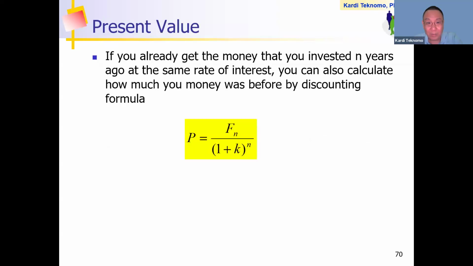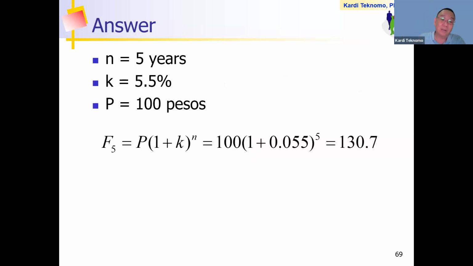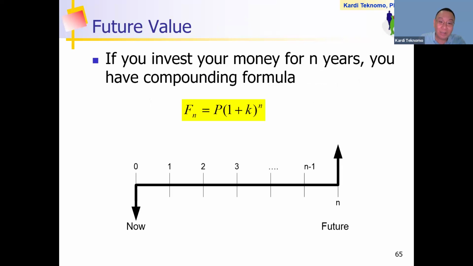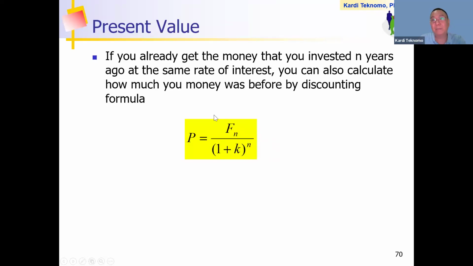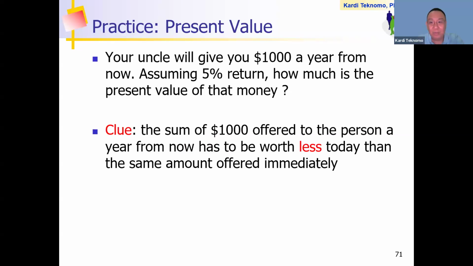The second formula is to get the present value, which is the same thing. If you know the future value, how do you get the present value? You just put back the formula from a while ago. Now you want to get the present, so this term, 1 plus k exponent n, you put down there. Then you get the present value from the future. The practice is again the same thing.